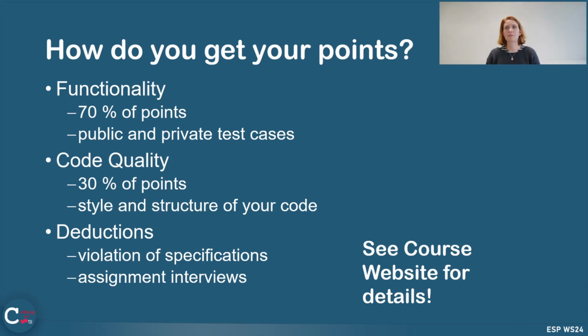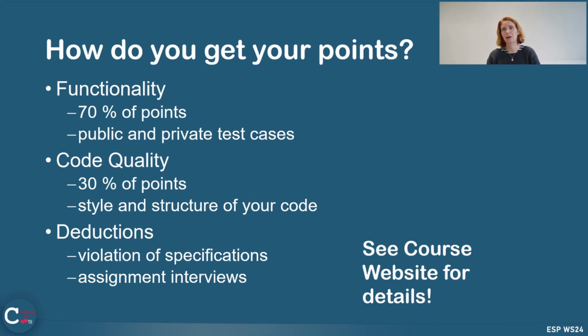First of all, 70% of the points are given for functionality, so there will be test cases that will be run on your program. Some of them are public, which means you can run them yourself locally on your PC and then see what they're about. And then there are private test cases, which we will test on our system, and then you will only see the results for those. So you will see if you passed them or not, but you will not get to know the details of why you passed them or why you did not pass them. And this is to give you an idea that you can still improve your program.